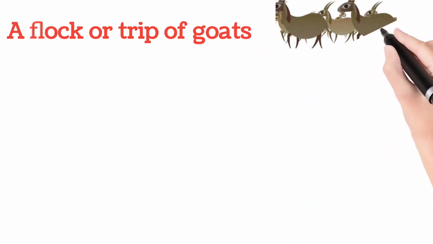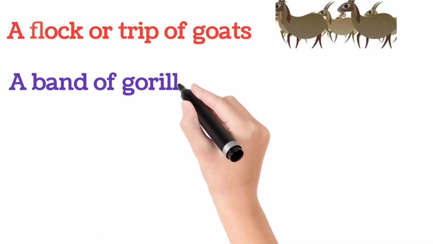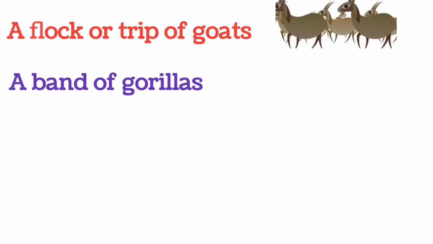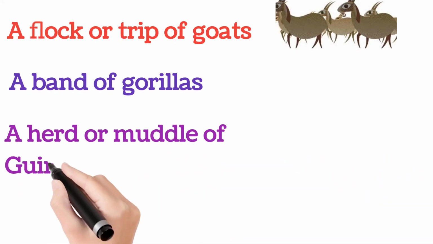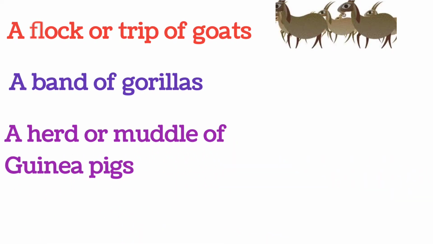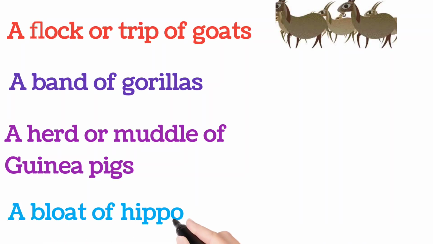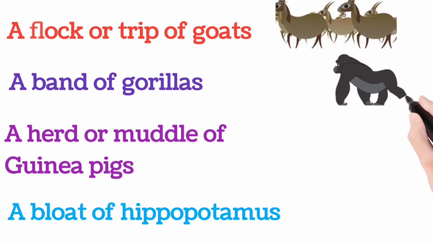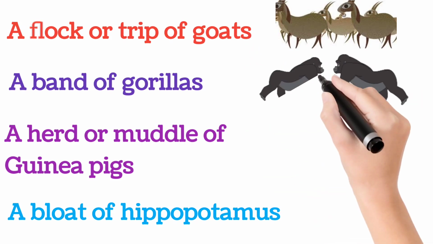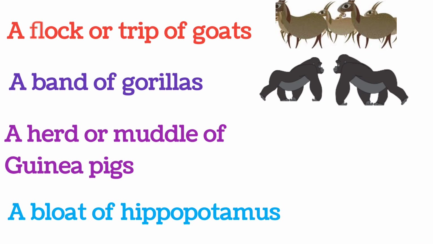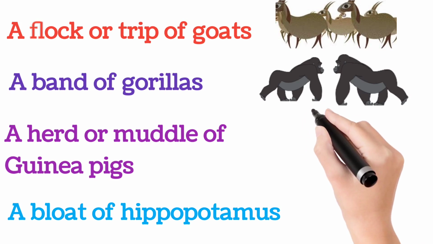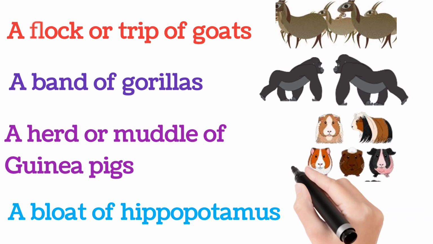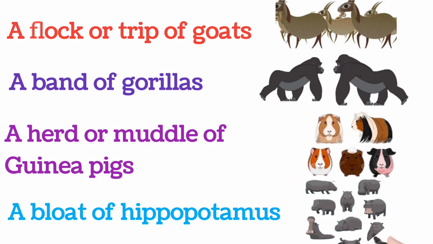A flock or a trip of goats, a band of gorillas, a herd or a muddle of guinea pigs, a bloat of hippopotamus. The flock, trip, band, herd, muddle and bloat show the collection of these respective things. And you can see the pictures in this video.